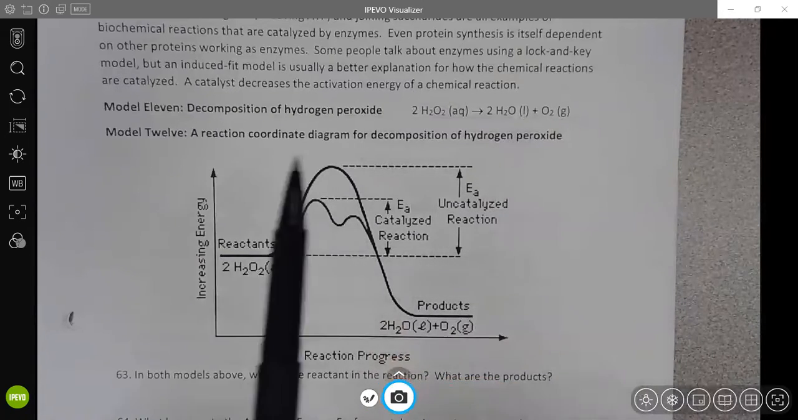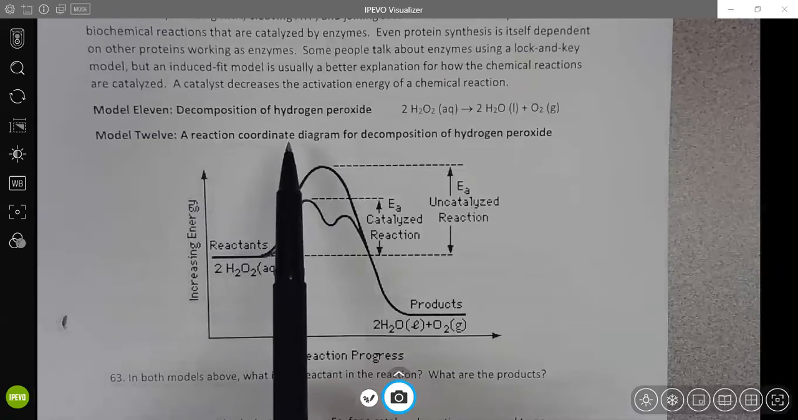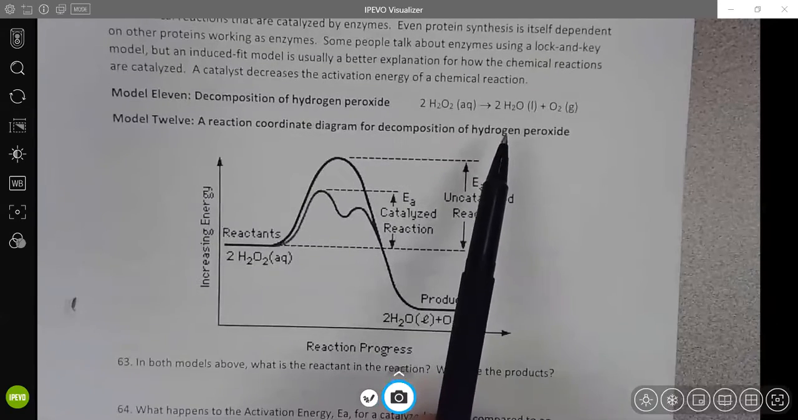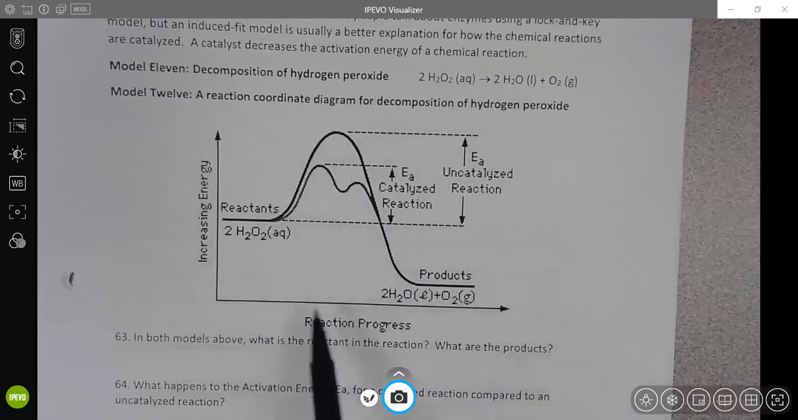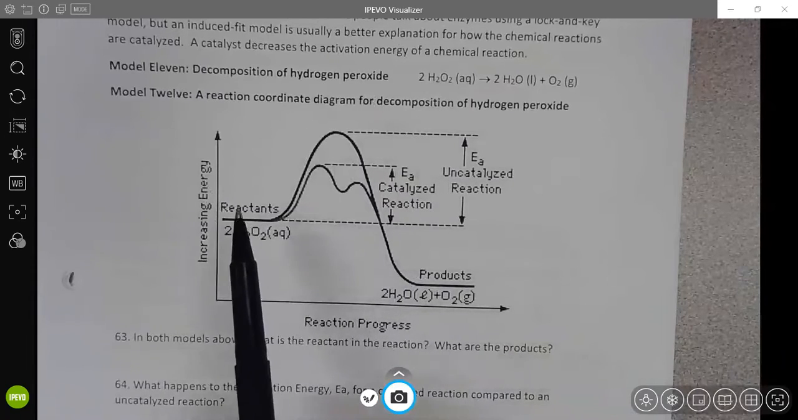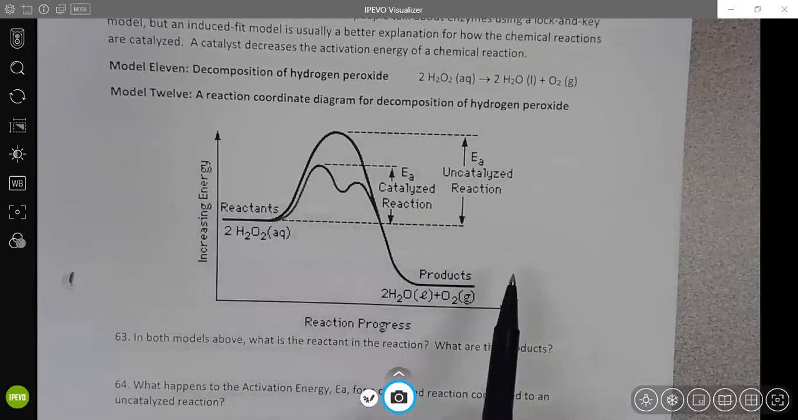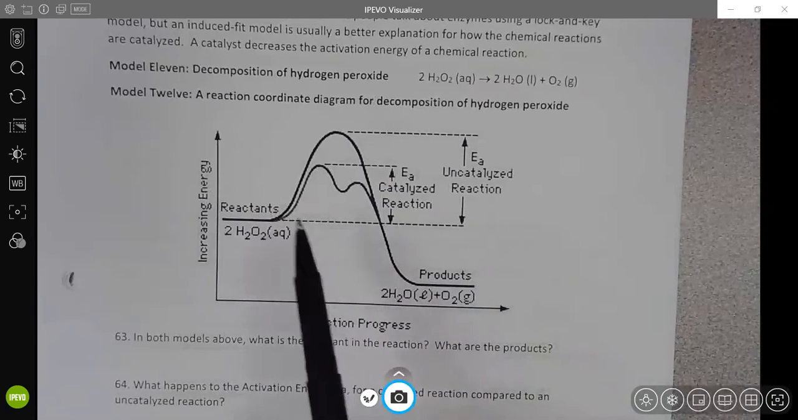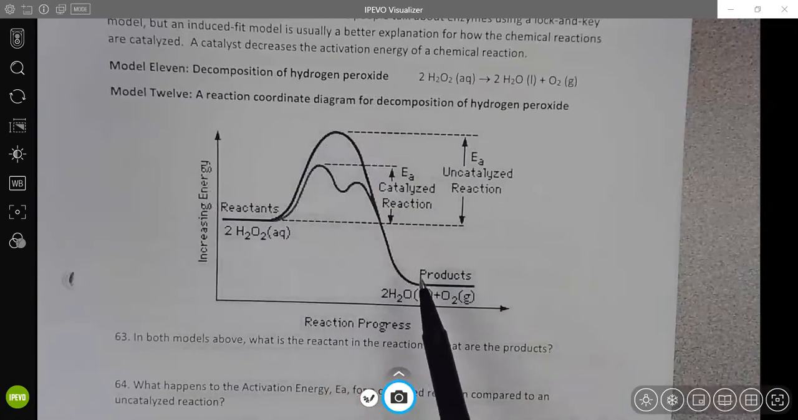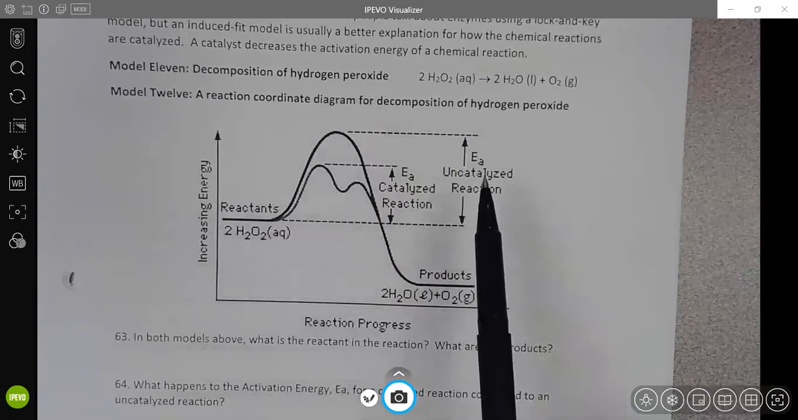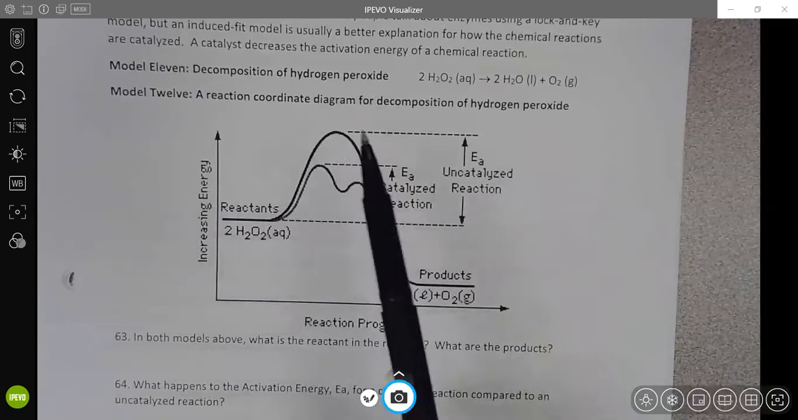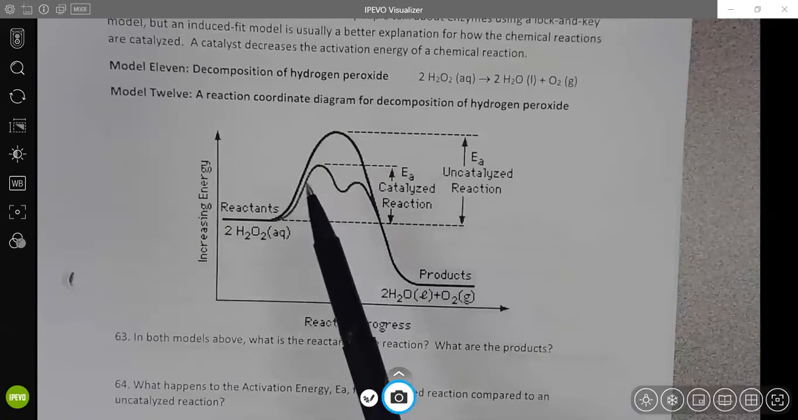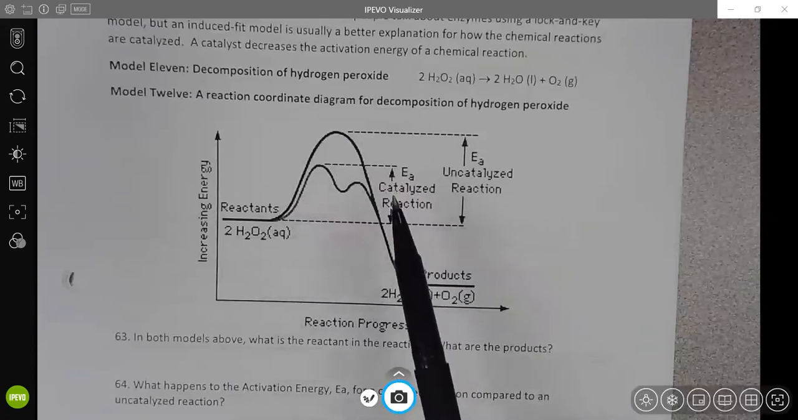Model 12 shows us what's called a reaction coordinate diagram for the decomposition of hydrogen peroxide. Notice that the y-axis represents energy, the x-axis represents reaction progress, and we can see where our reactants start out in terms of energy and where our products end in terms of energy. The mechanism of the reaction is the specific steps that occur to go from the reactants to the products. And the uncatalyzed reaction is going to go through different steps, and so it has a higher hill to get over, a higher activation energy. The catalyzed reaction has a lower activation energy, okay?